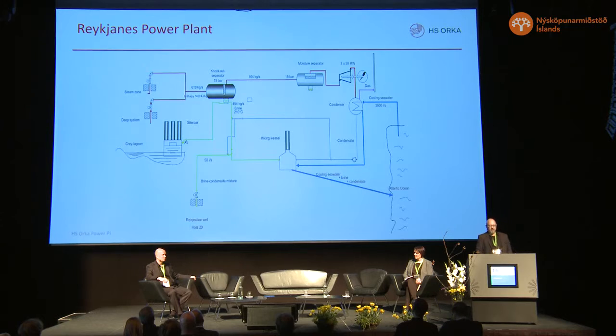Reykjanes power plant is far simpler. There is just one line through the whole system. There are several geothermal wells. There is only one separator for each 50 megawatt unit. There is one steam line. There is one moisture separator, and one condenser, of course. So we try to keep it as simple as possible, as opposed to the Svartsengi power plant.